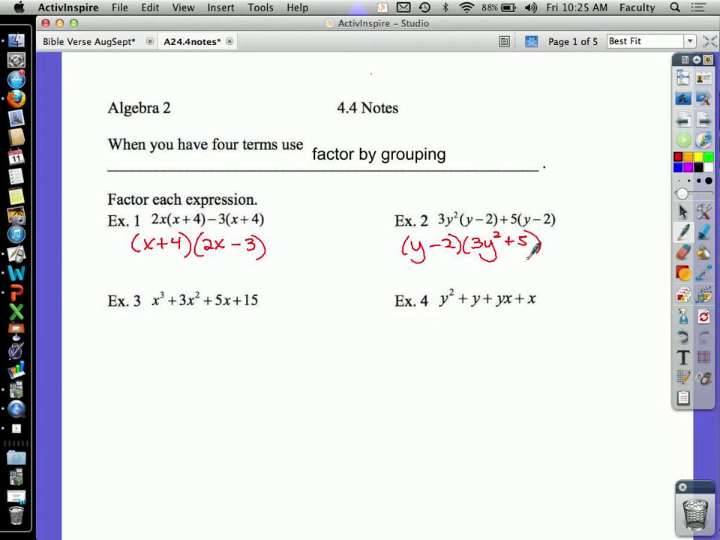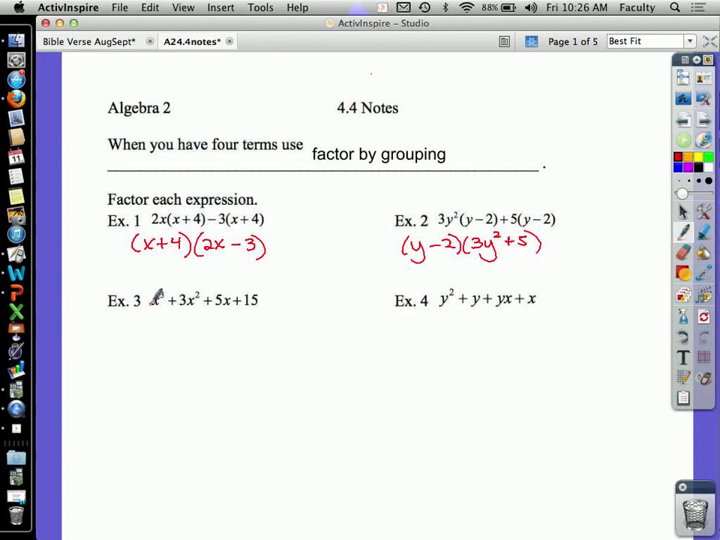Okay, so in example 3, do we have a GCF among all four terms? No. All right, Jaslyn, what is step 2 in factoring? Count the number of terms. So we have 4 terms, and so Carmel, what do we do with 4 terms? What's it say on the paper? Oh, sorry. Try to factor by grouping.